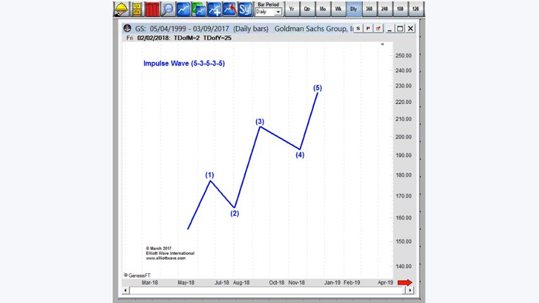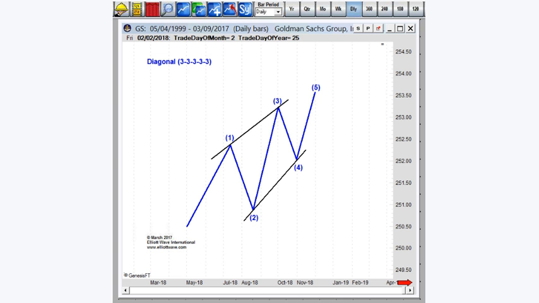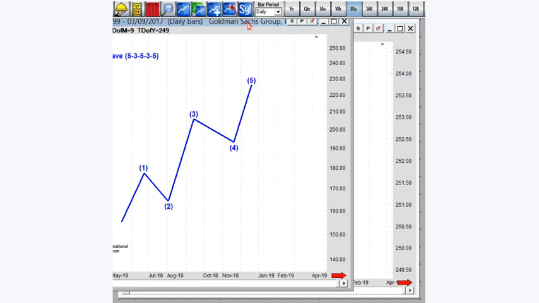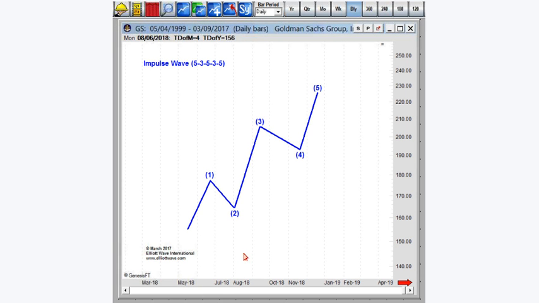What you see in front of you is an impulse wave. This is one of the two types of motive wave patterns, the other being an ending diagonal, and you can see that in the next slide. So as far as motive waves, we have two patterns, the impulse wave and the diagonal. If we go back to the impulse wave diagram, the significance of the formation is that it tends to denote the direction of the larger trend.